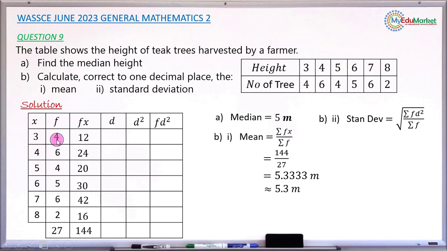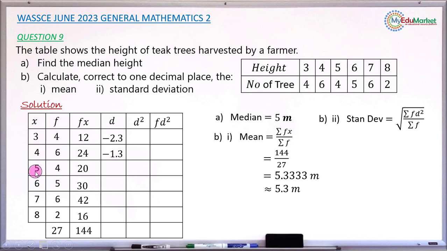how each and every data differ from the mean which we have just obtained here, 5.3. So I'm going to take this x value minus this mean. That will give me the first deviation there. So 3 minus 5.3 will give the result minus 2.3. And the next x is 4 minus the mean, 5.3. That will give the answer here, minus 1.3.